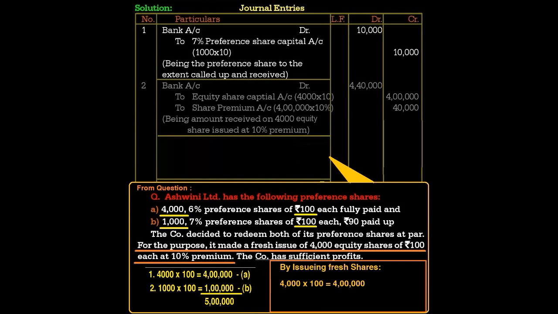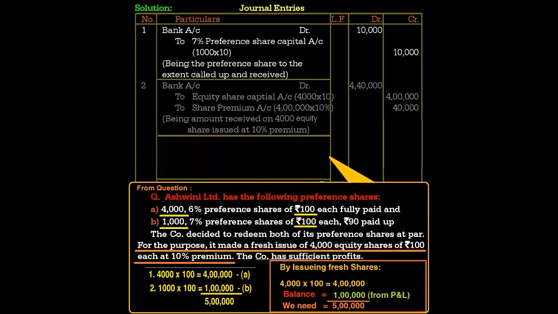So now by issue of fresh shares, we are getting only 4 lakh. Actually we need 5 lakh. 4 lakh plus 1 lakh, we need 5 lakhs. But we have only 4 lakhs. So how many more we need? 1 lakh. So that 1 lakh we should transfer from profit.